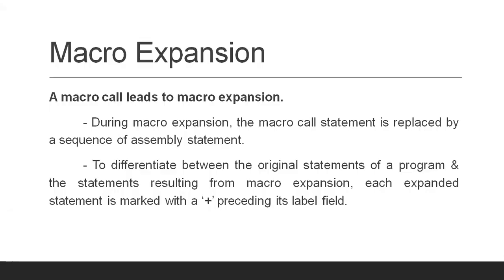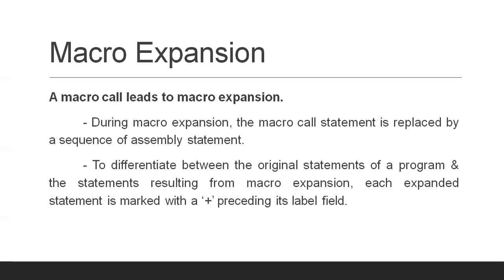Macro expansion. So, when does macro expansion happen? Macro expansion takes place when a macro call is done, whenever we want to expand the function-like code which is there in the macro definition. So where does that macro call exist? Macro call exists in the main program.